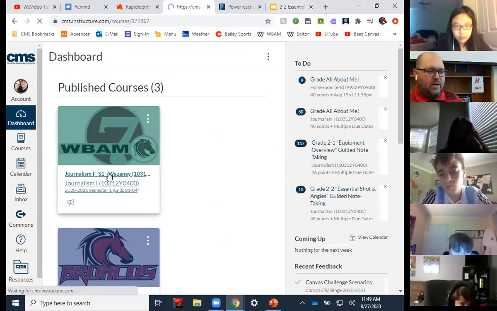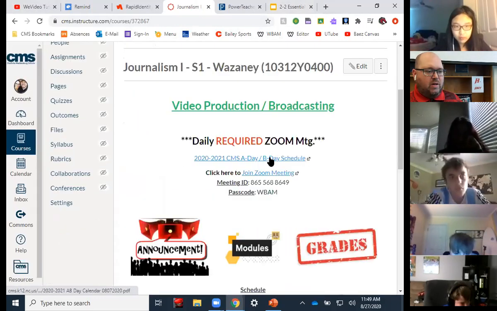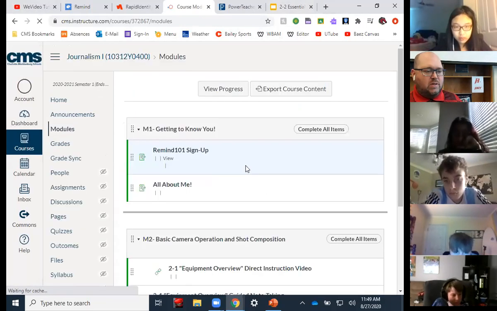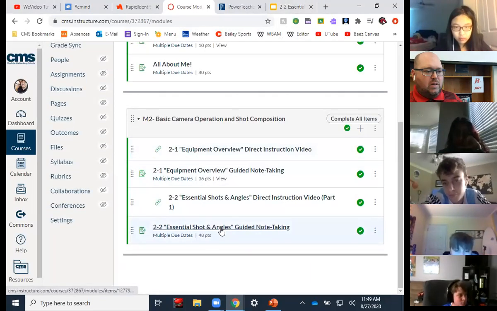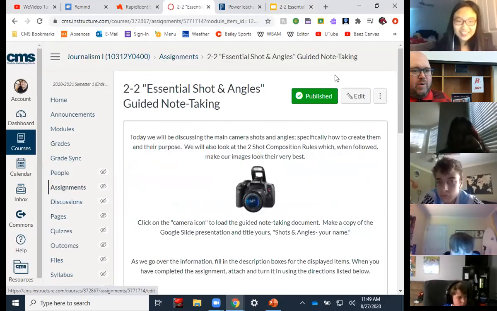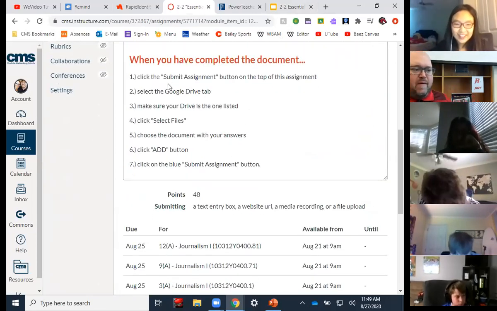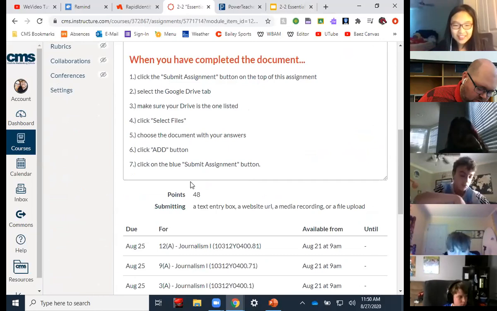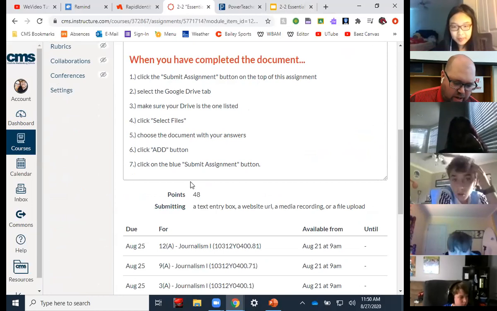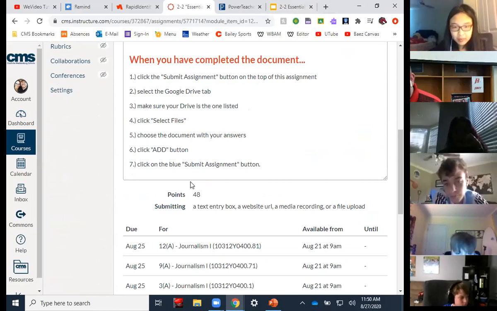Go into our class. Go into modules. Go into our guided note-taking activity. And then right here where mine says this, yours will say submit assignment. Follow these directions to submit them correctly, because if they're not submitted correctly, I can't see them and I can't grade them. So take the next, I don't know, 2-3 minutes to make sure you submit it accurately and correctly.